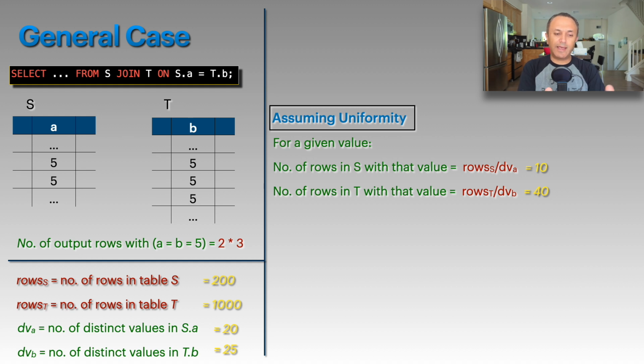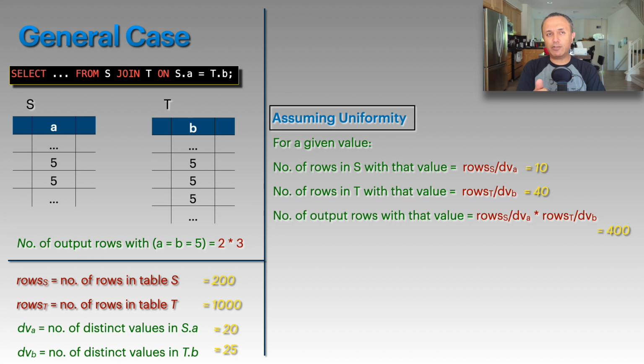given this information. Now, okay, so we decided that each value appears 10 times on the S side and each value appears 40 times on the T side. So assuming that there's inclusion there, we can apply the equation on the left side to get the number of output rows for a given value. So the number of output rows is going to be the product of these two. So basically it's going to be 400 for a given value, because it appears 10 times here and it appears 40 times here. So all the combinations are going to give us 400 output rows per distinct value.